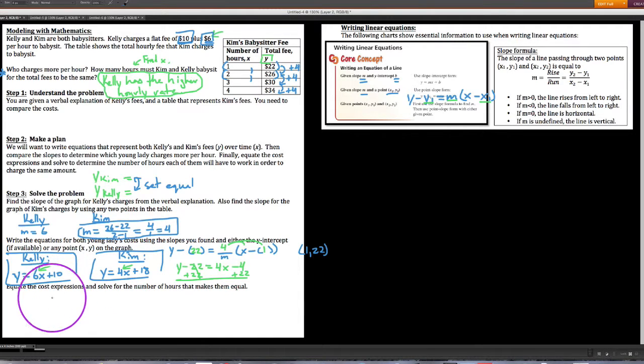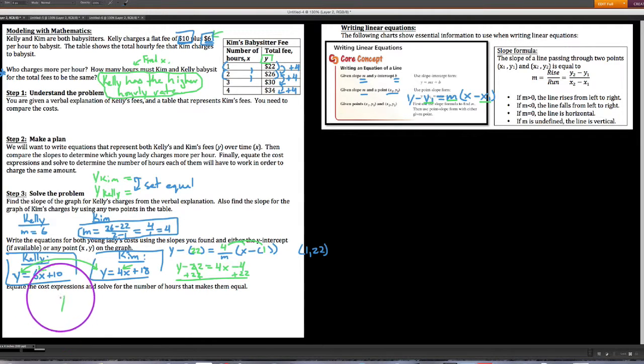So what we want to do last is equate the cost expressions and solve for the number of hours that makes them equal. In other words, like I mentioned up here, if we have two equations and we want to find out how many hours would they have to both work before they charge the exact same amount? What we'll do is take the y values and set their costs equal to one another. So we're going to equate the two y's.